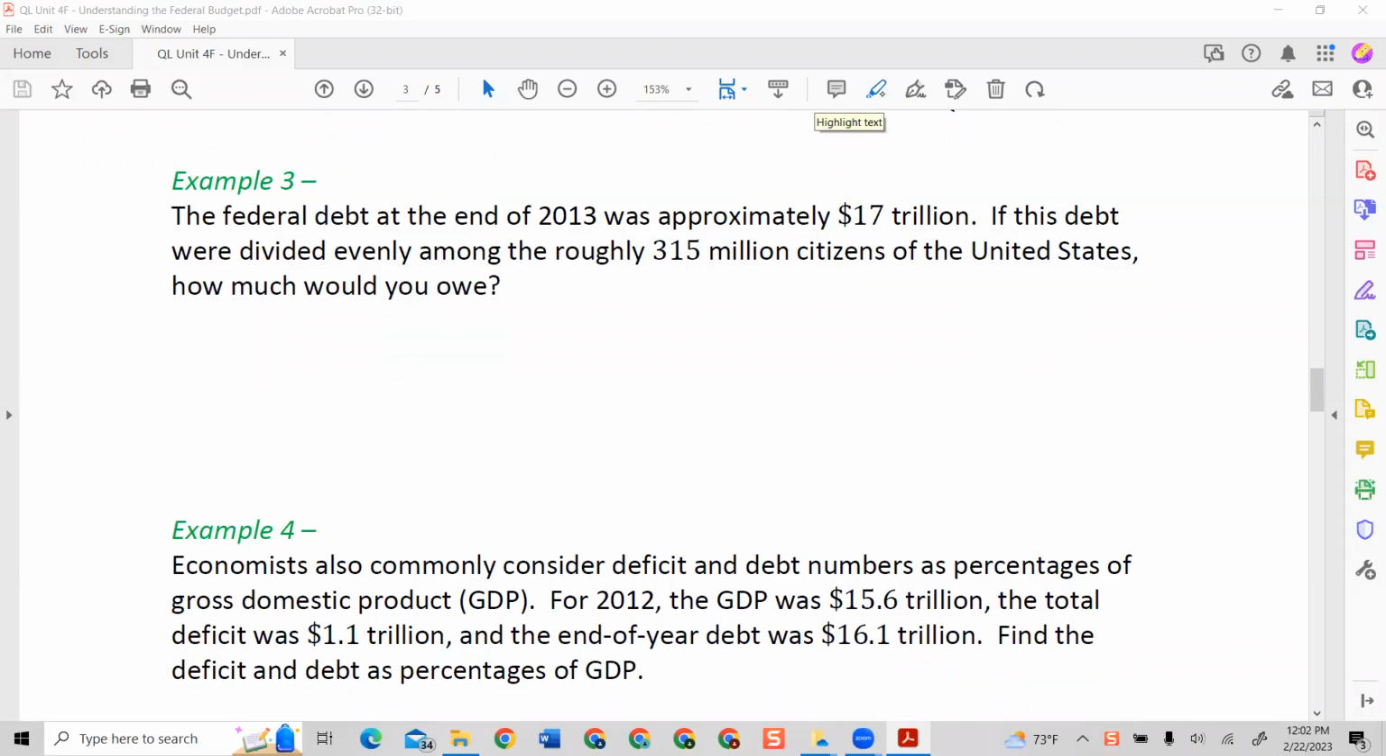So let's talk about these examples from the section about understanding the federal budget. On this example 3, it says the federal debt at the end of 2013 was approximately 17 trillion. This debt was divided evenly among, my apologies guys, roughly around 315 million citizens of the United States. How much would you owe?